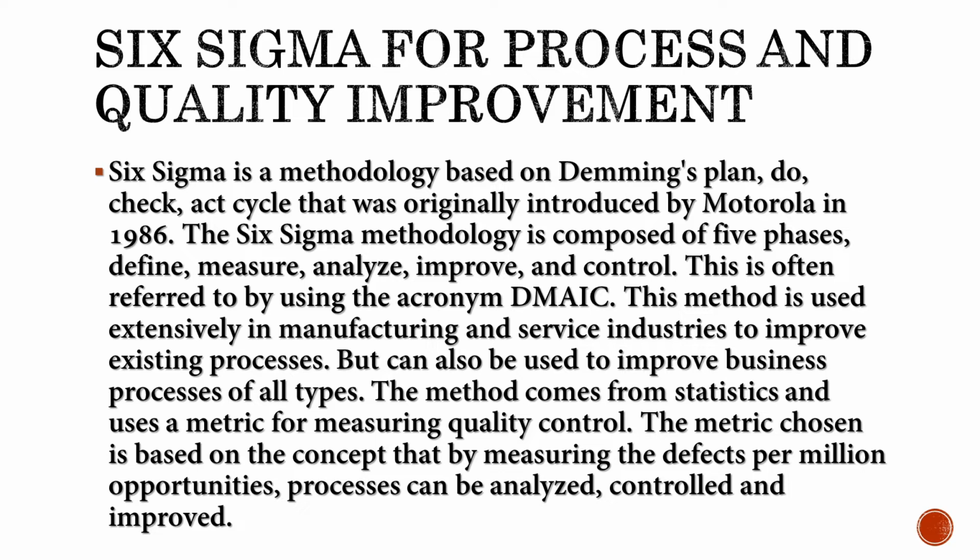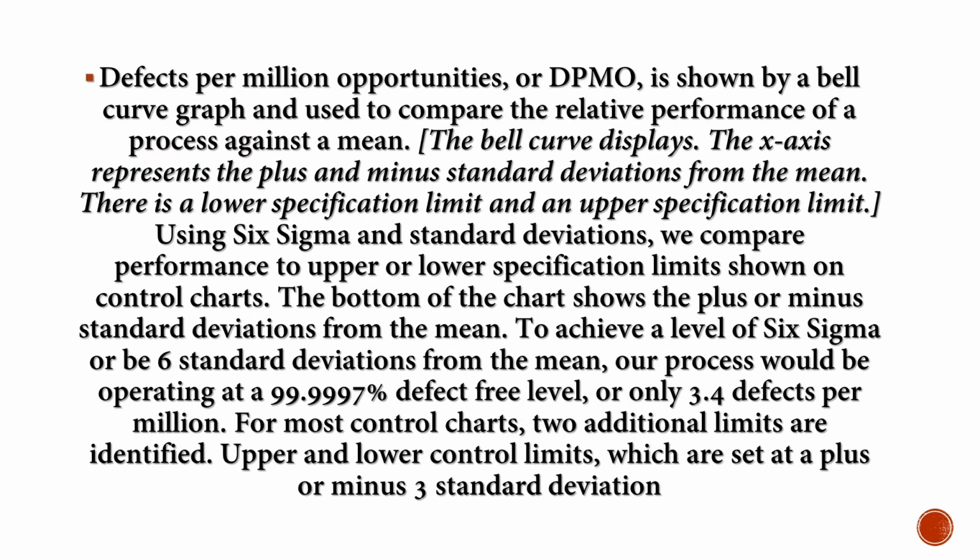But it can also be used to improve business processes of all types. The method comes from statistics and uses a metric for measuring quality control. The metric chosen is based on the concept that by measuring the defects per million opportunities, a process can be analyzed, controlled, and improved. So next, defects per million opportunities, or DPMO, is shown by a bell curve, a graph, and used to compare the relative performance of a process against a mean.